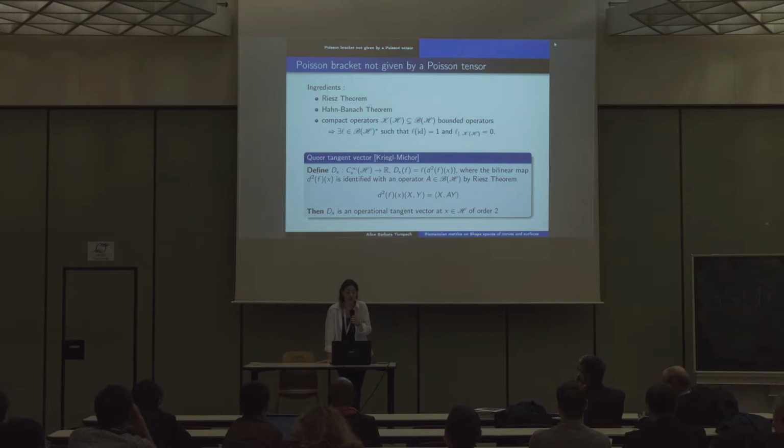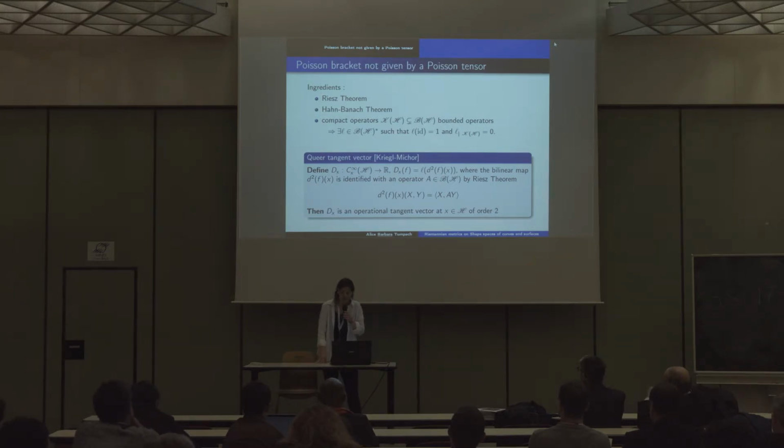So the second derivative is just a bilinear function. You make a derivation in one direction, x, and then a derivation in another direction, y. So this takes two tangent vectors, and it's bilinear. So you can write it like x scalar product, an operator A applied to y, just by the duality between Hilbert space and its continuous dual.